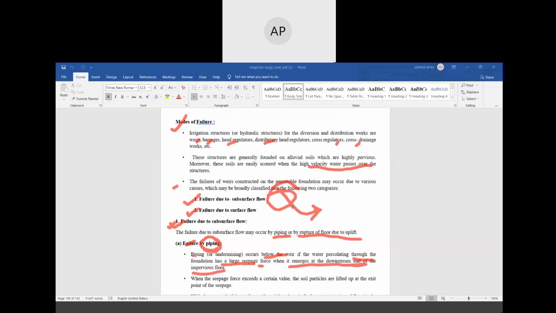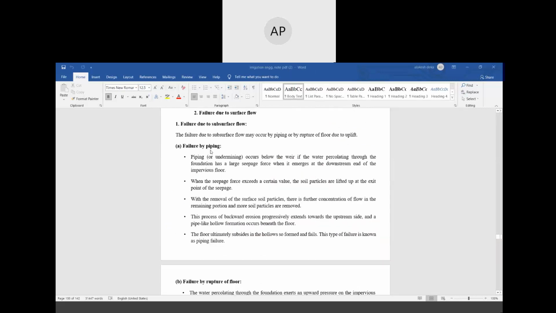So when there is a heavy force of water, there might be a failure, and one of the modes of failure is failure by piping. When the seepage force exceeds a certain value, the soil particles are lifted up at the exit point of the seepage. With the removal of the surface soil particles, there is further concentration of flow in the remaining portion and more soil particles are removed.